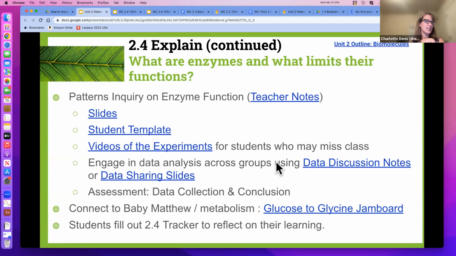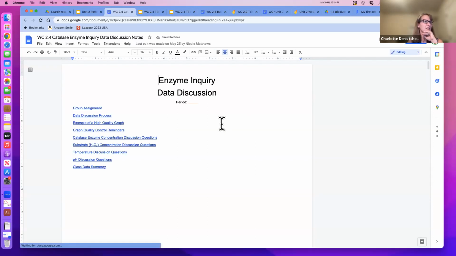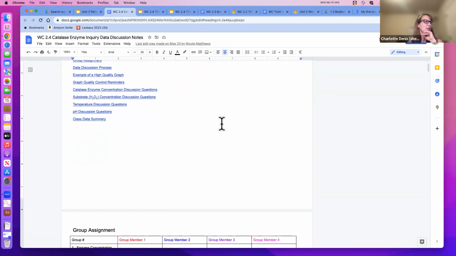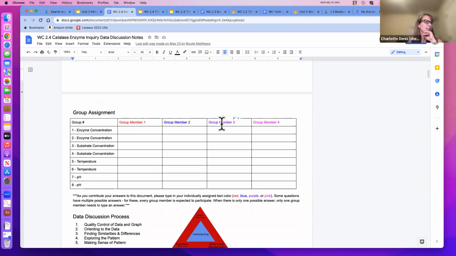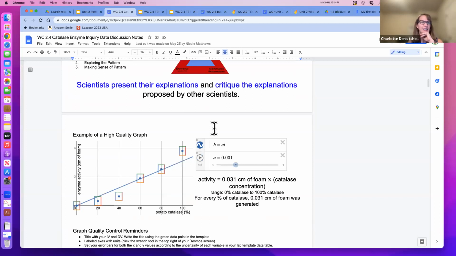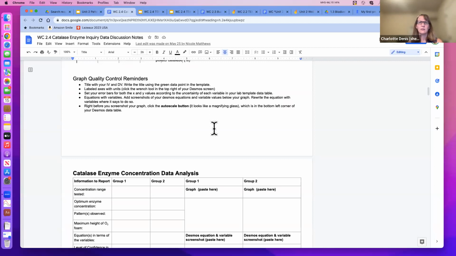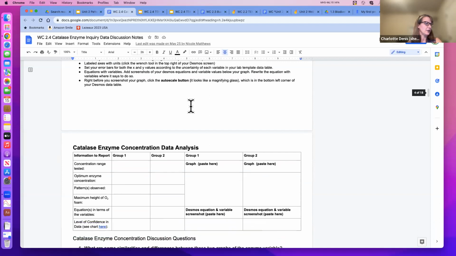Another option for doing the data sharing is to do a data discussion notes document. We developed these data discussion notes. I think that in physics and chemistry, they're doing a lot more of this now. This worked relatively well during CDL, but it's just another way to facilitate the data discussion process with some reminders. So depending on your preference of how to do the data discussion, you're welcome to do either one.